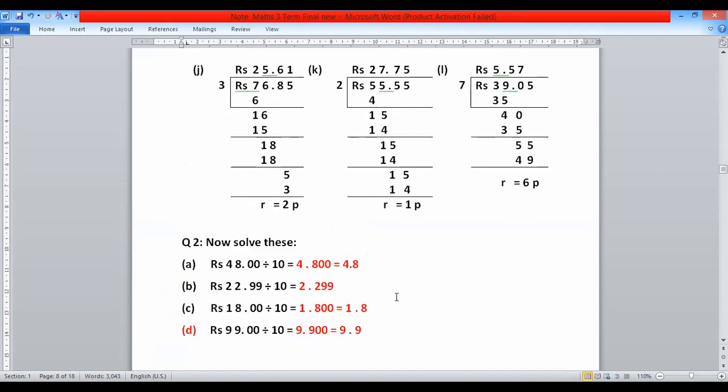You are also required to solve these questions, sums, in your notebook and send images to your mathematics teacher.